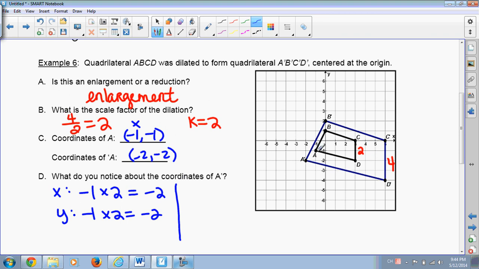Let's try, I don't know, D. The original D is at (3, -2). That's a +3. And then D prime, if we doubled it because of the scale factor, doubling 3 would be at 6, doubling -2 would be at -4. Let's see if D prime is at (6, -4). It is. So this works.